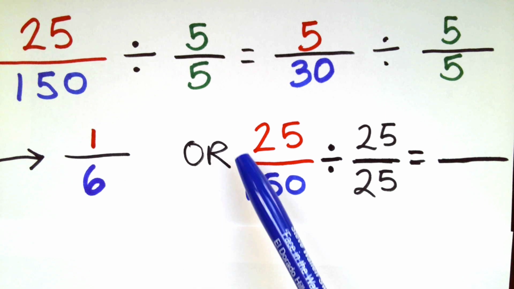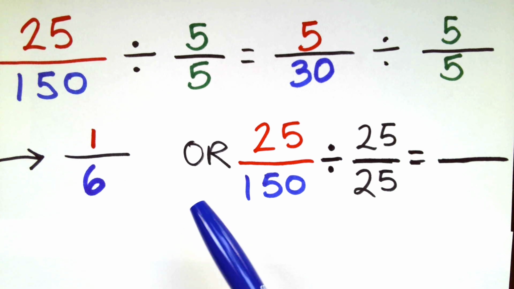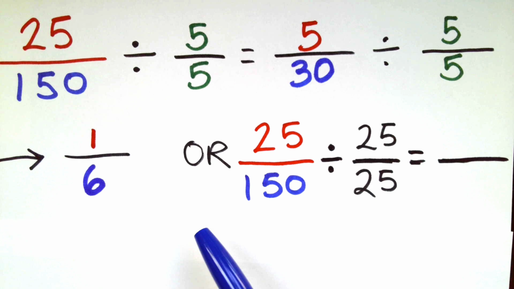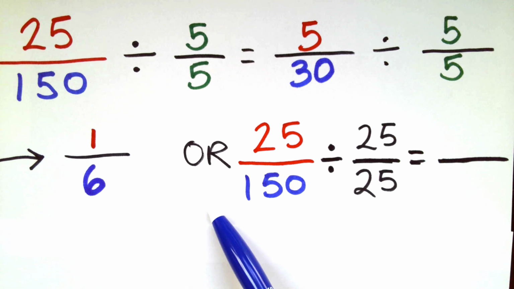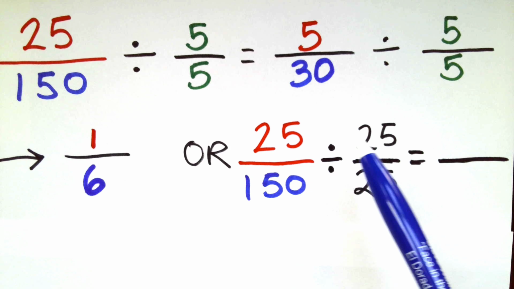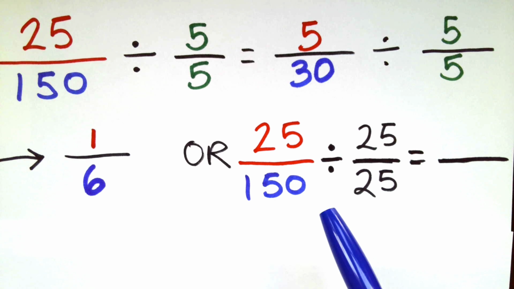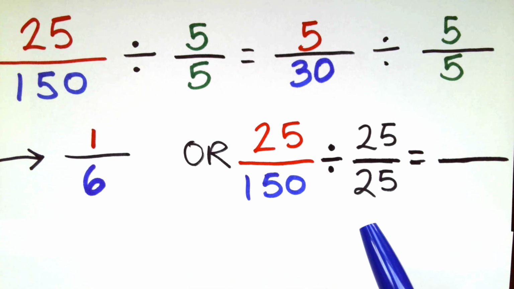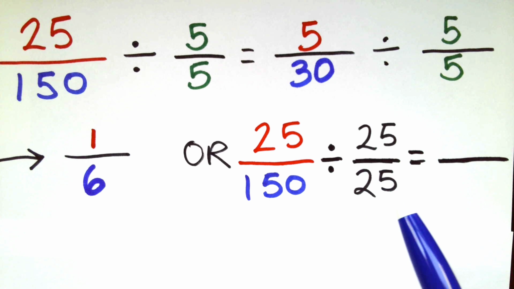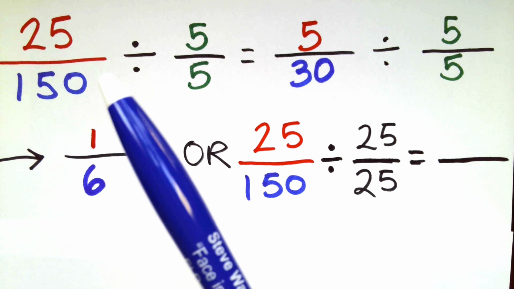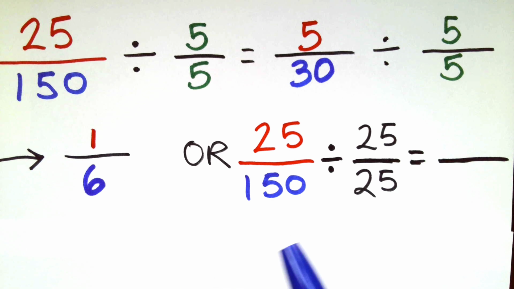Now let's take a look. You could have done it this way. If you're pretty strong with your understanding of your products, maybe you've memorized the 12 by 12 multiplication tables or more, then you know that 25 can be divided by 25 evenly, and that 150 can also be divided by 25 evenly. So this is a second method that you can use to reduce 25 over 150. If you divide 25 by 25 and 150 by 25, what do you get?